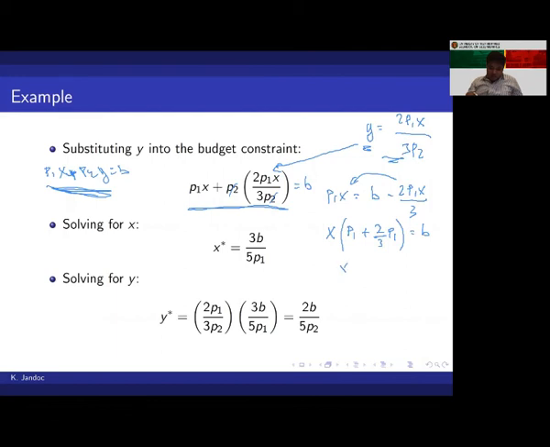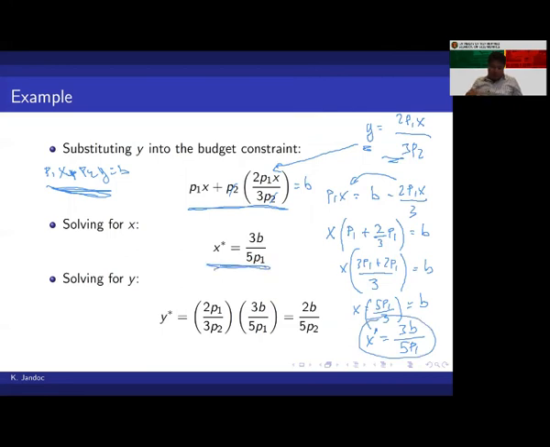So in this case, we have 3 over here. We have 3P1 plus 2P1 equals B. And then we have x times 5P1 divided by 3 equals B. Therefore, x is equal to 3B divided by 5P1. Sorry for the convoluted way of solving this one, but this is how we got this expression over here.